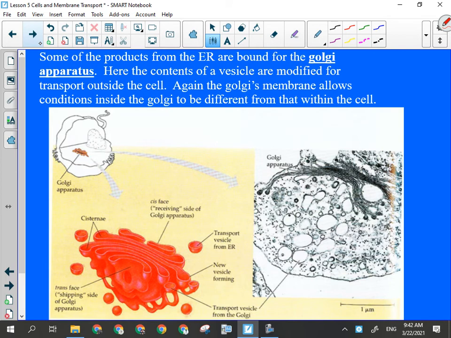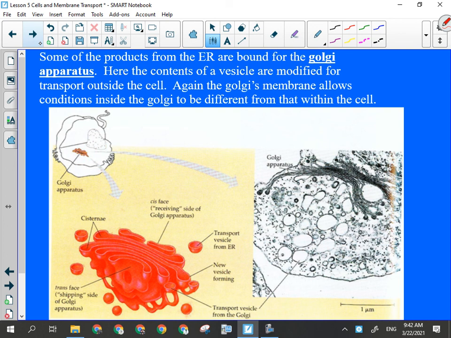All right, lots of the products from the ER are bound for the Golgi apparatus, especially hormones. Hormones go to the Golgi, and the Golgi can package them in those little vesicles and send them to the membrane. We often see the Golgi apparatus drawn like this, a bent half circle made of different layers. Under a microscope, it looks more like this. You may see the Golgi apparatus in the cells that you look at. Not always, but you may see it as a darker, layered smudge in one part of the cell.